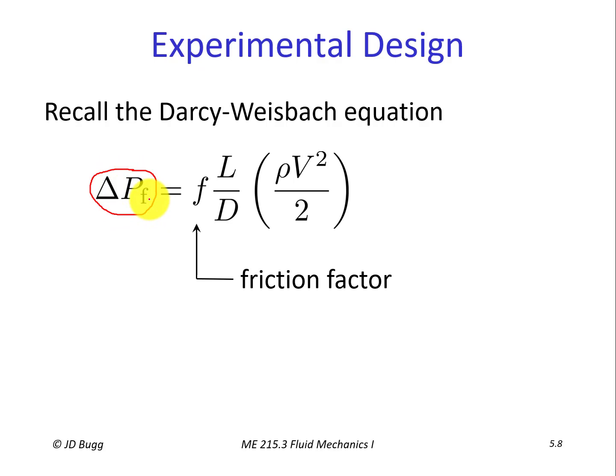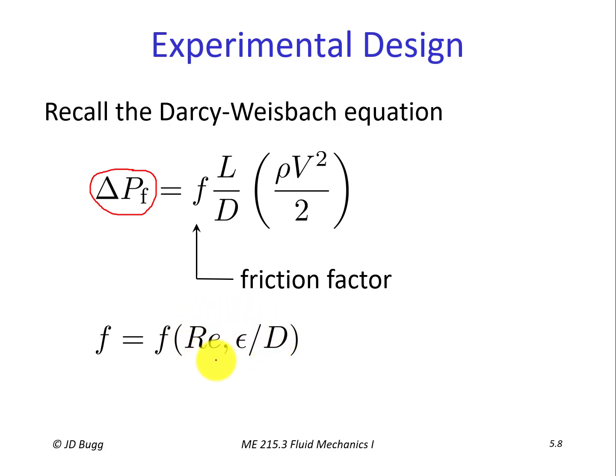Okay? So instead, we do dimensional analysis, and dimensional analysis will identify this friction factor, or this ratio of the pressure drop divided by L over D times rho V squared over 2, as an important parameter. And further, it will also tell us that that friction factor can be written as a function of only two things, Reynolds number and relative roughness.